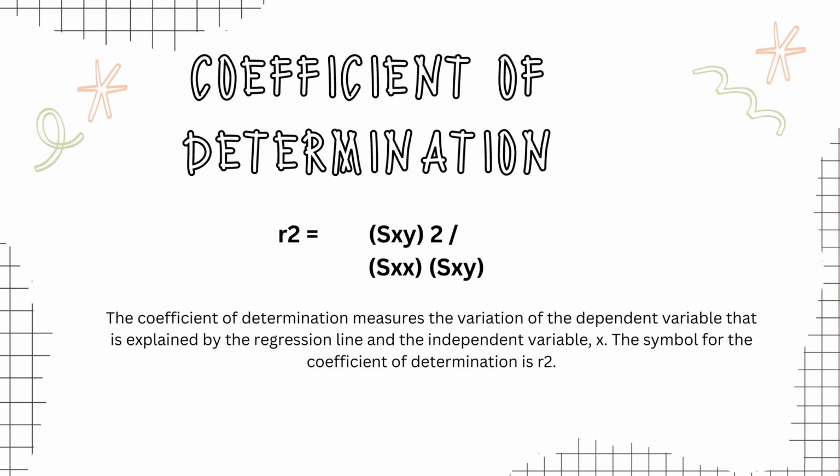And let's talk about the coefficient of determination. The coefficient of determination measures the variation of the dependent variable that is explained by the regression line and the independent variable x. The symbol for the coefficient of determination is R squared. R squared is equal to Sxy squared over Sxx Syy.